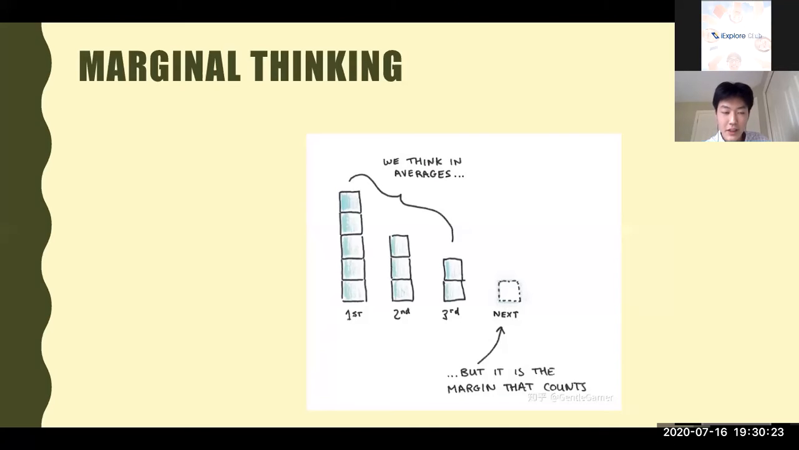And on the first day, you sold 5 shoes, which means you made $250, and you paid $50 as your rent. So in total, you have made a profit of $200. And on the second day, you made a profit of $100, and on the third day, only $50.